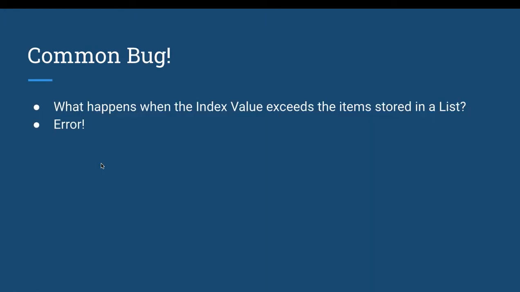Okay, here's a common bug, and this is pretty important. We have to think about what would happen if our index value exceeded the number of items in our list.